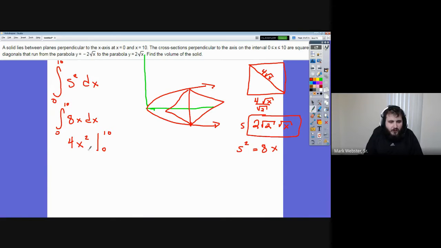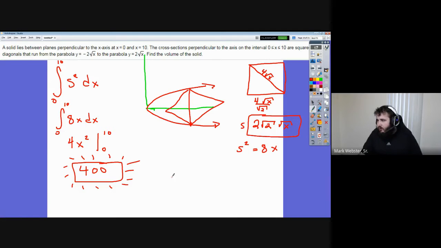So look at what we have. We have 400 as our final answer, right? 10 squared is 100 times 4, and then this 0 part is not going to have any problem here. And so right here, this is our answer. Again, don't overthink too hard.